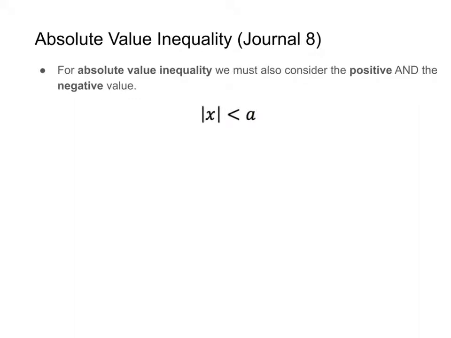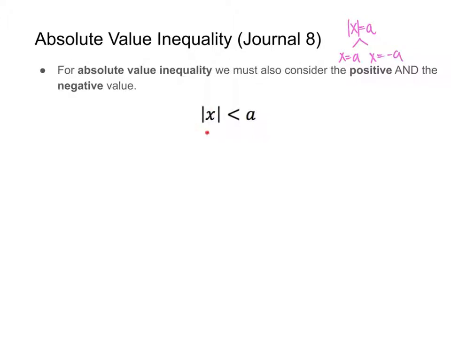Okay, so we're on Journal 8 here, and I want to talk a little bit about absolute values today with you. So we talked about absolute values, you might have remembered, in the previous week. We talked about how when you have the absolute value of something and it equals some number, then we have to consider that x equals that positive number, but also that x equals that negative value. So it's like the same thing here.